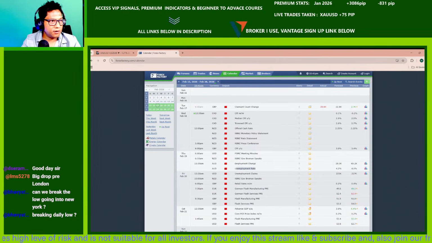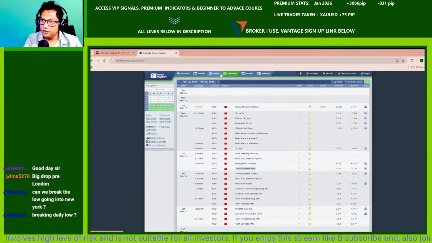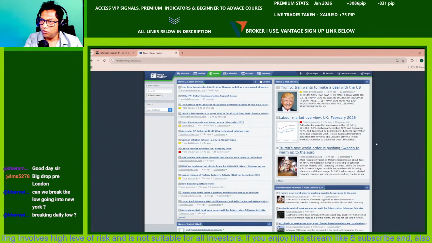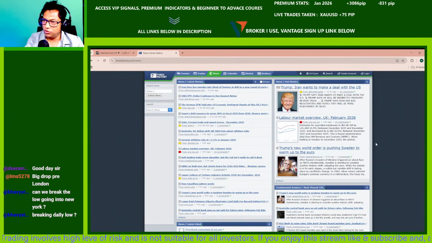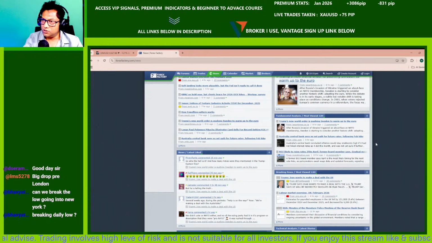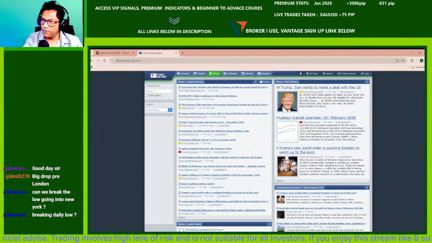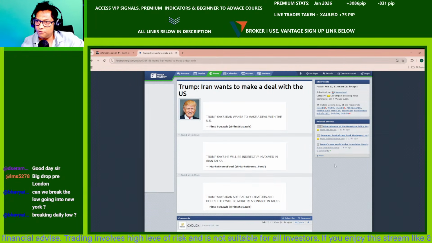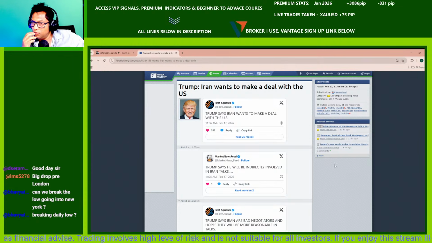And if we look at the trend and also the market over UK February 2026, New York is pushing Sweden to warm up to the euro. Okay, so if you look at here, Iran wants to make a deal with the US, okay, which is 17 February, a couple of hours. Okay, so how does that?